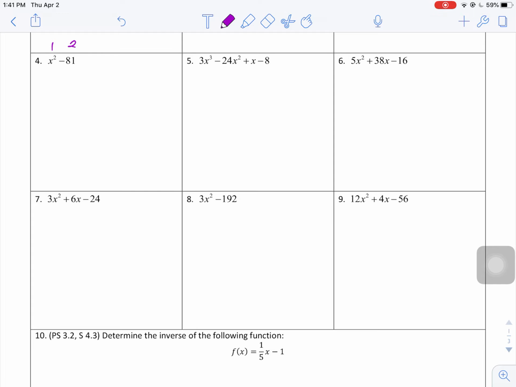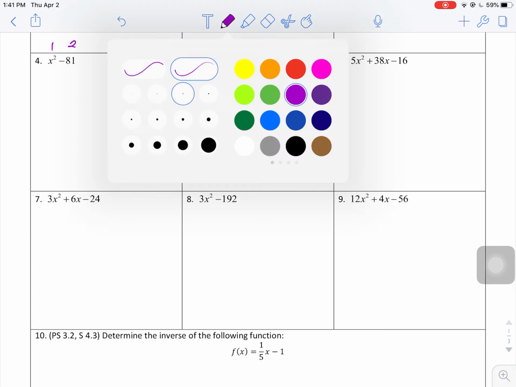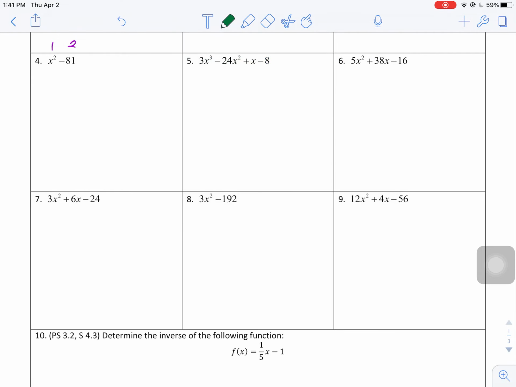When you look at both of your terms, they're both perfect squares. So this is going to be the difference of two perfect squares. So you take the square root of the first term, square root of x squared is x. Take the square root of the second term, so square root of 81 is 9, and then make one positive, make one negative, and there you go. Number 5, is there a GCF other than 1?